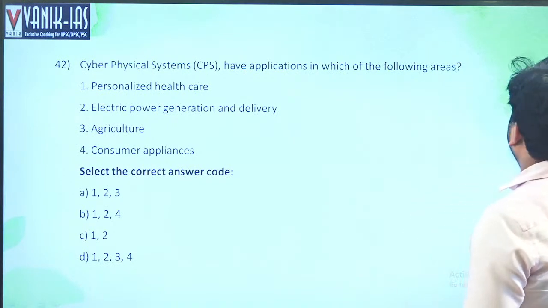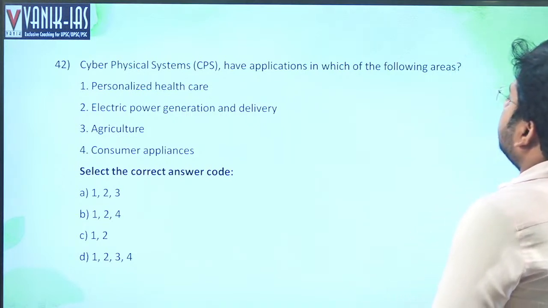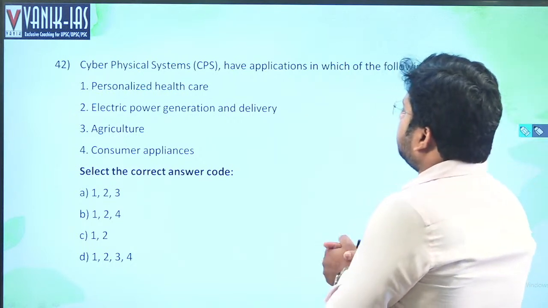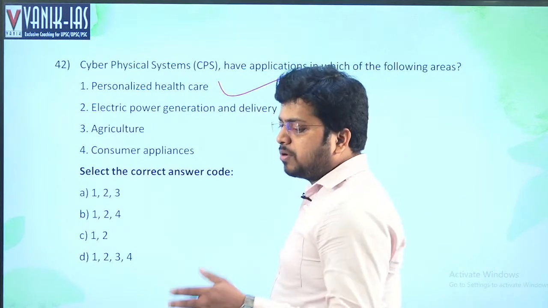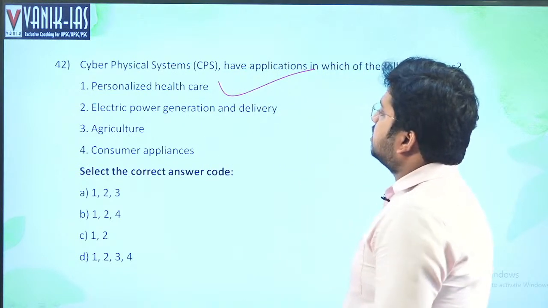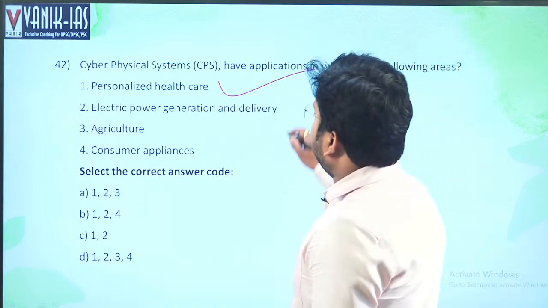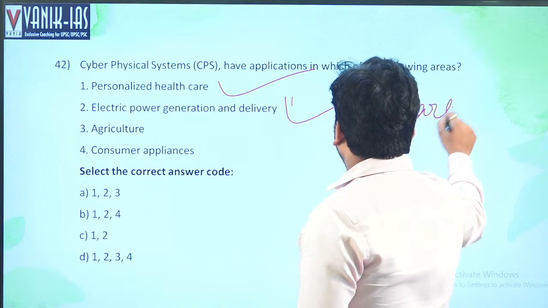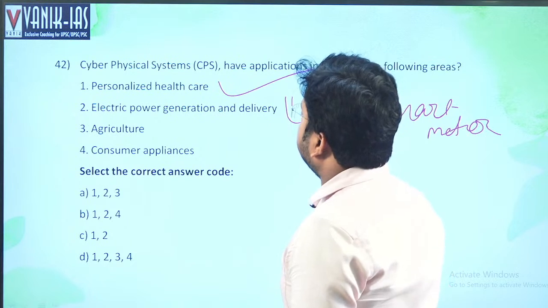Cyber physical systems. Cyber physical systems, CPS, have application in which of the following areas? Personalized healthcare: yes, a huge database can be created for a large section of society, and cyber physical systems can be used for personalized healthcare. Electric power generation and delivery: yes, smart meters can be used in electric power systems, right?